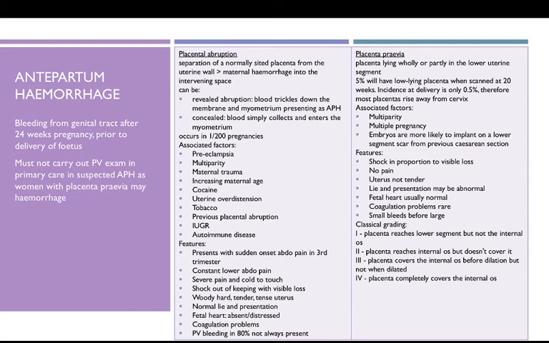It's a painless bleeding. The uterus is not tender. The lie and presentation may be abnormal. The fetal heart is usually normal, so there are not usually any signs of distress as such. You don't usually get coagulation problems, and it's usually that you get a small bleed before a larger bleed.